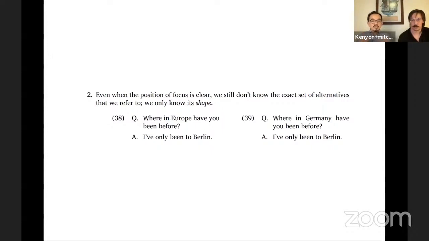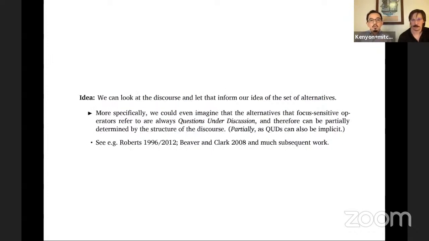Even though that second utterance seems to really be syntactically and phonologically exactly the same, because they're uttered in these different discourse contexts, the truth conditions and entailments of these sentences actually are strikingly different. And so this already hints at an approach, which is that we can look at the discourse and let that discourse information inform our idea of what the set of alternatives is. More specifically, there is this idea, notably by Roberts and Beaver and Clark, that everything that seems to be focus sensitive, to make reference to a set of alternatives, is always making reference to some question under discussion. And therefore, this can at least partially determine the set of alternatives that we get.